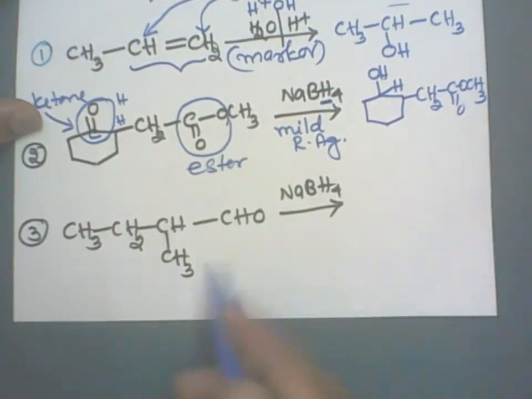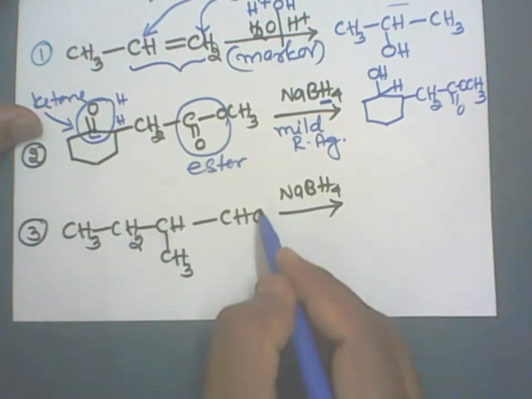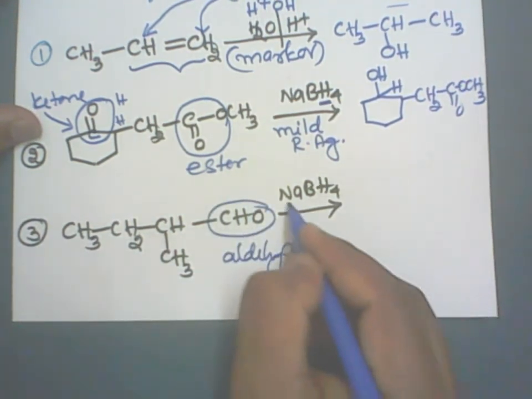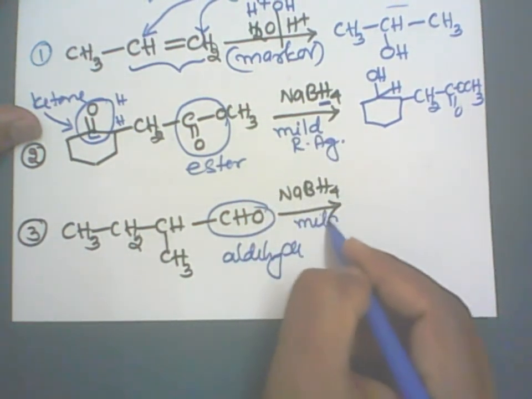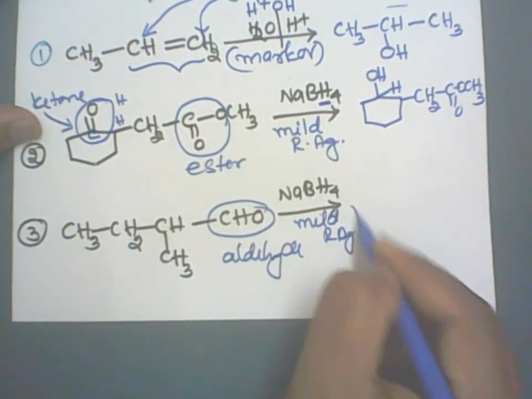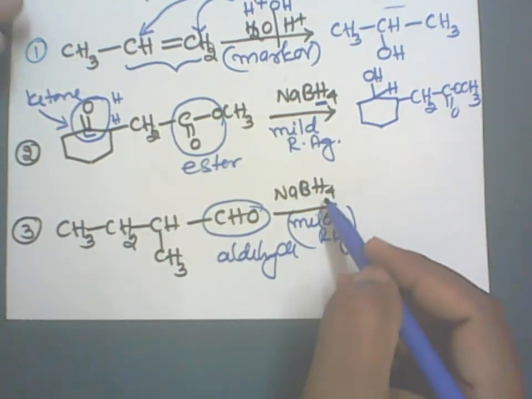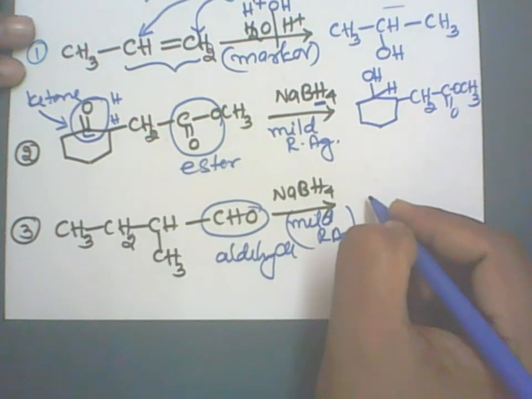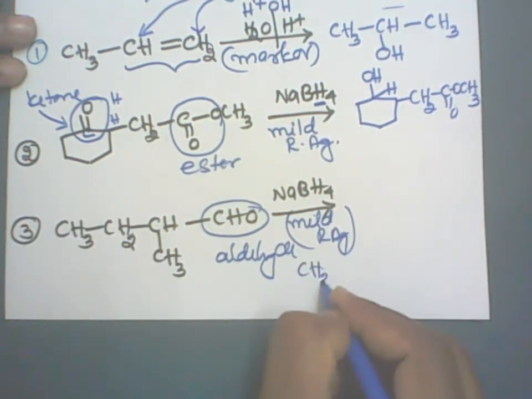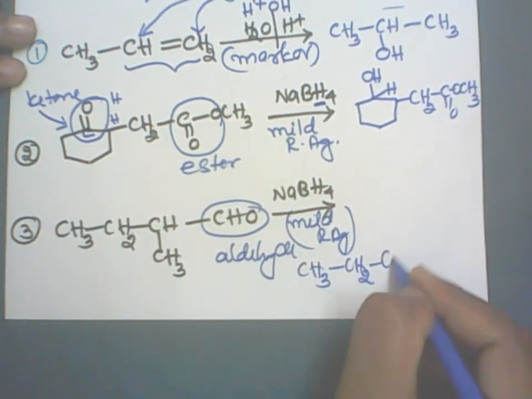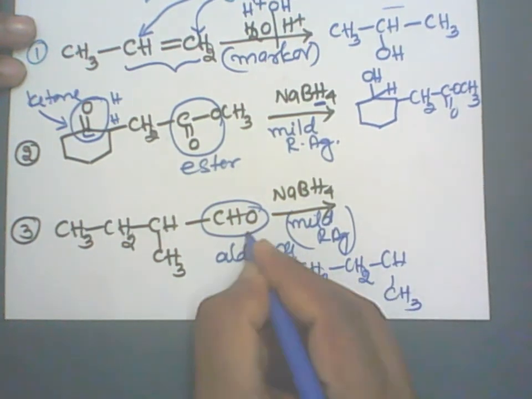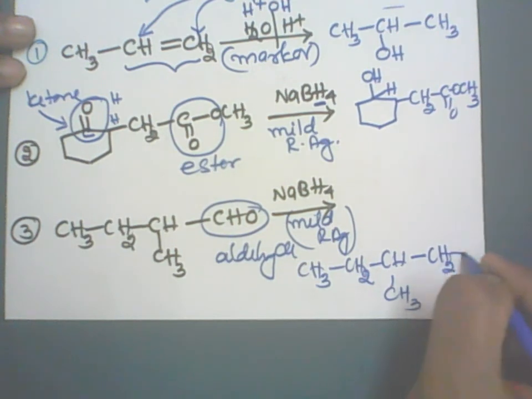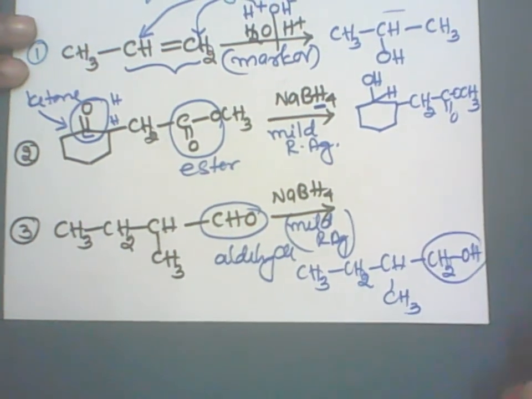Okay. Next one. There is an aldehyde here, and sodium borohydride, the same thing, a mild reducing agent. Mild reducing agent can convert aldehydes to the primary alcohol. So I can write the structure: CH3, CH2, then CH, then CH3, and the aldehyde converts into primary alcohol, that is CH2OH. This is the primary alcohol.